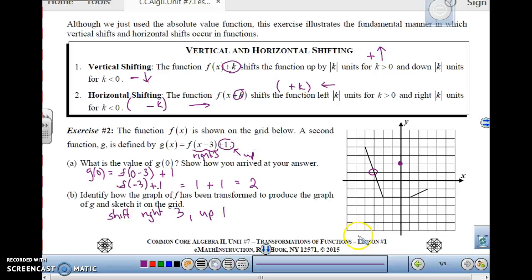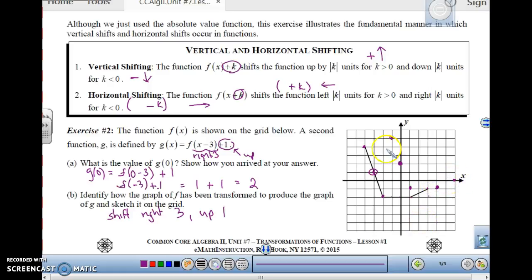All right, so let's take each of these points. If I take this point right here, right 3, 1, 2, 3, up 1. There it is. The same for the next points: right 3, up 1, for each of them.